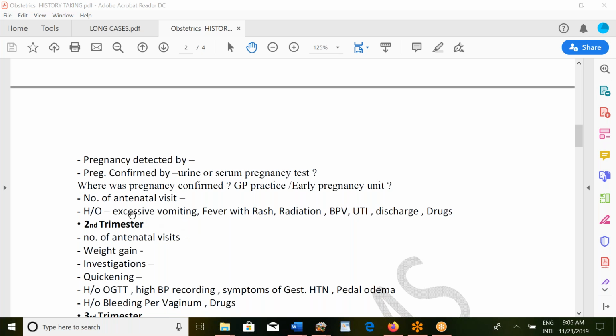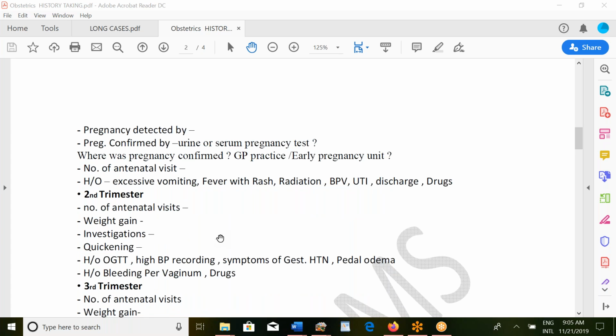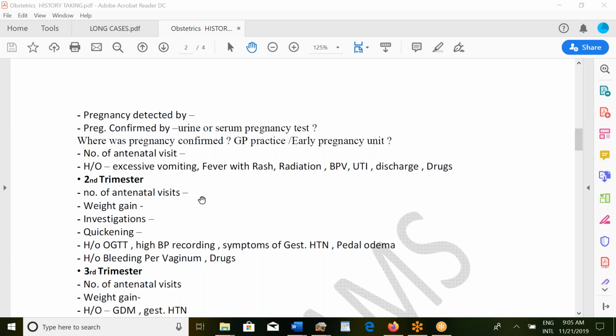Is she regular with the antenatal visits? Any unusual complaints like excessive vomiting, fever, rashes, exposure to radiation, any vaginal bleeding, UTI, discharge, any special drugs during pregnancy. Then in the second trimester, ask about the number of antenatal visits, weight gain, what investigations were done. If she's not sure about the date, ask her when she felt the first movements of the baby.